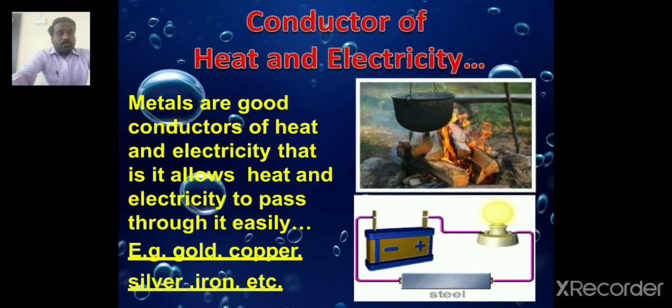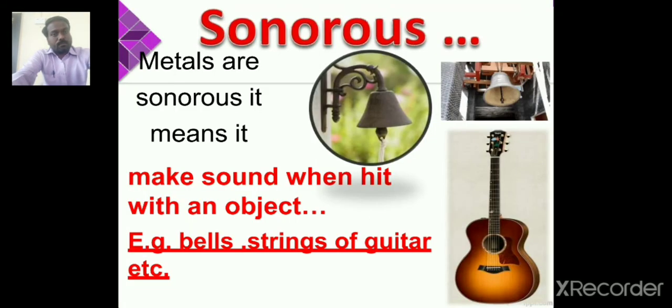You see, steel and copper conduct electricity, but wood and glass don't conduct electricity. The GIF image, you see carefully. All these properties have been shown in the GIF image. That's why we say metals are good conductors of heat and electricity, that they allow heat and electricity to pass through them. Example: gold, copper, silver, iron, etc.